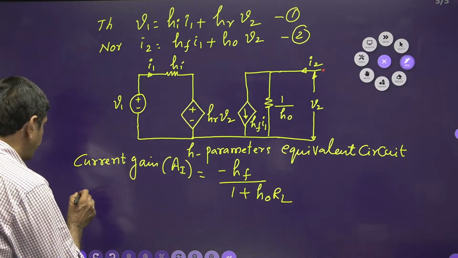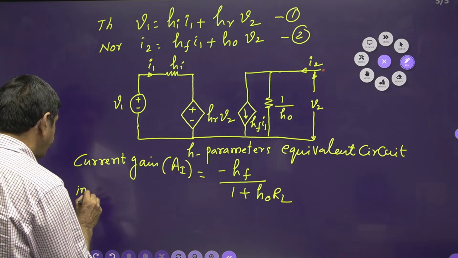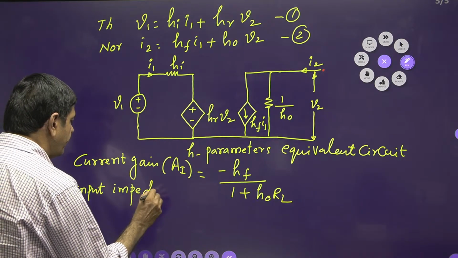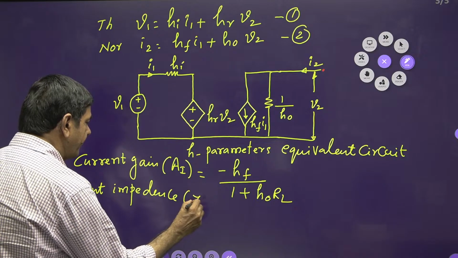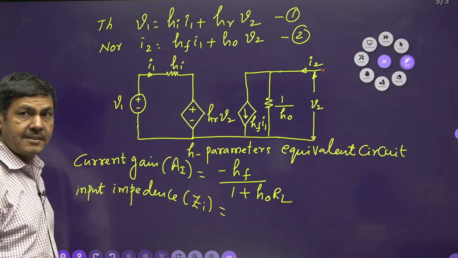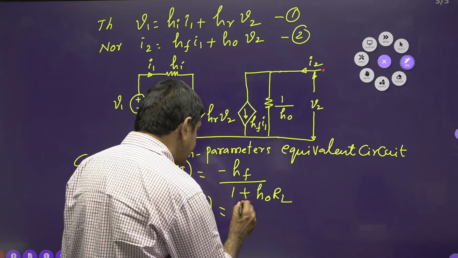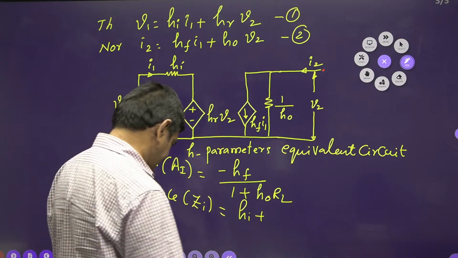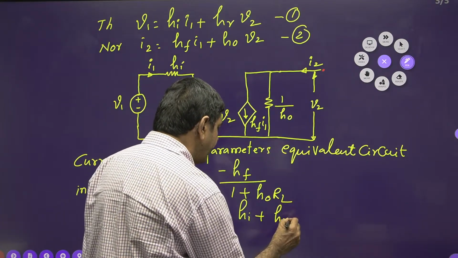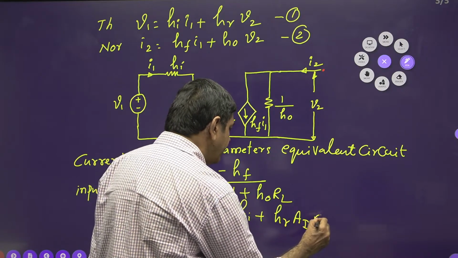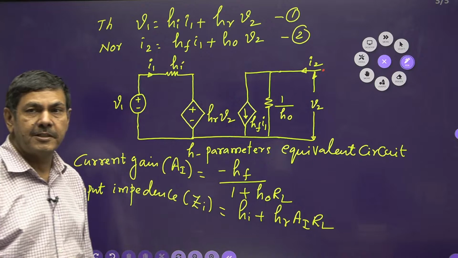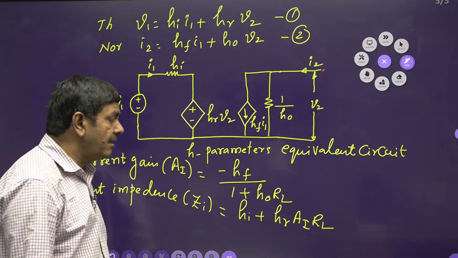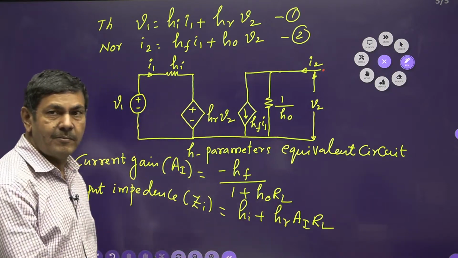If you want to find the input impedance, you must apply the formula Zi equal to Hi plus HR into AI into RL. This formula is applicable to find the input impedance: Hi plus HR into AI into RL. That formula you need to apply.